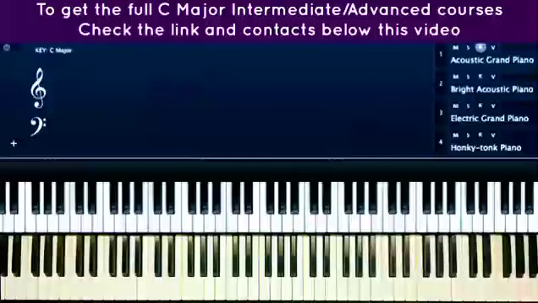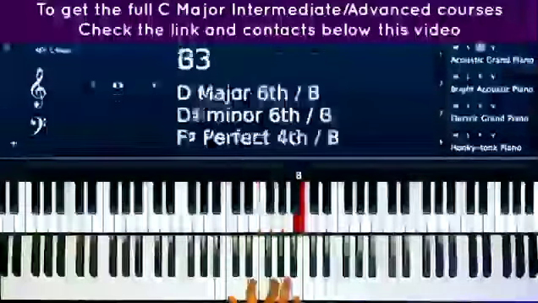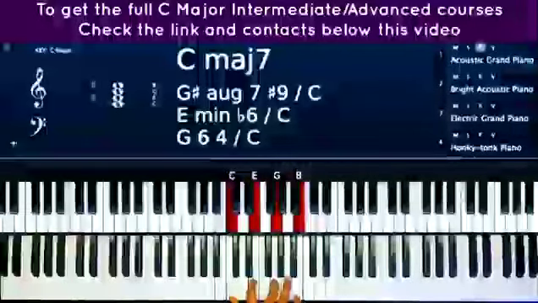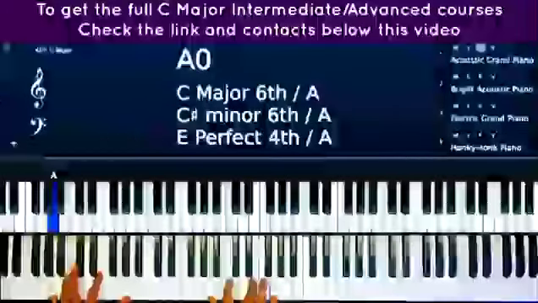Now, the progression I'm using here is a 1. Remember from the number system, the Nashville number system, chord number 1 normally is a C major 7th chord. C, E, G, B, C major 7th. Chord number 6 is A minor 7th.